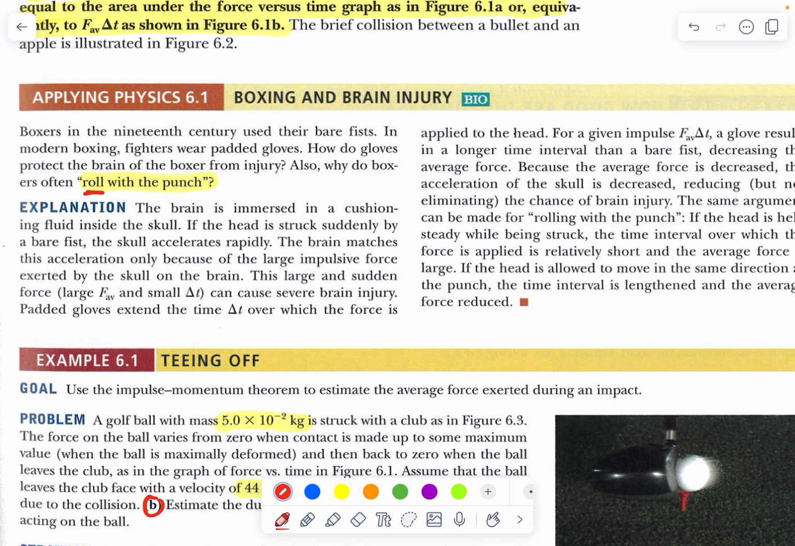And of course, what that does, it's going to increase the amount of time that the punch is going to be delivered, which reduces the force. If you just stand there and take the punch, you're going to get a big force in a very short amount of time that the punch is landing on the head. And of course, the greater the force to the head, the more damage can be done to the head, especially the brain. And in God's providence, we have this fluid that encompasses the brain to help to absorb some of that impact.